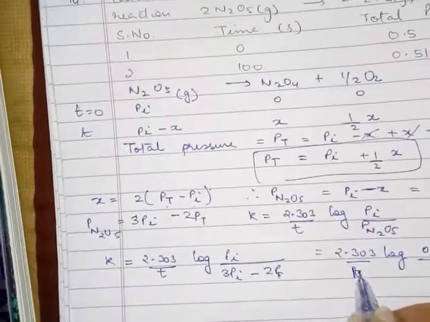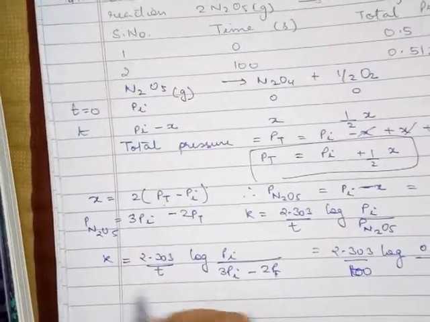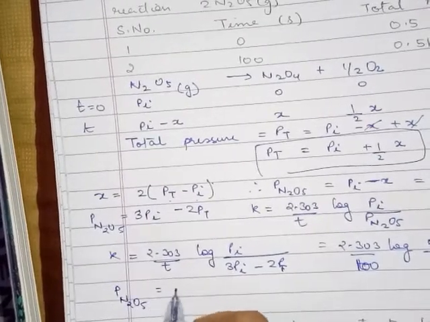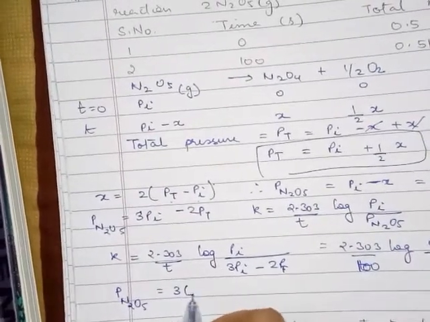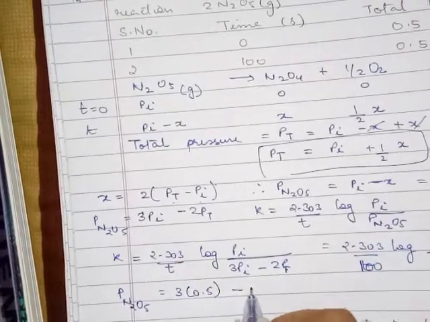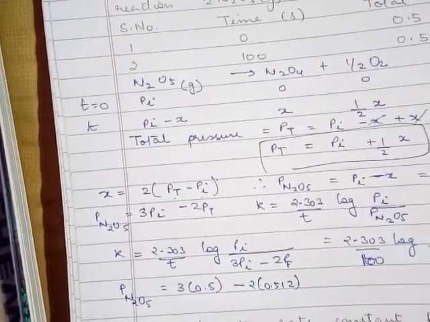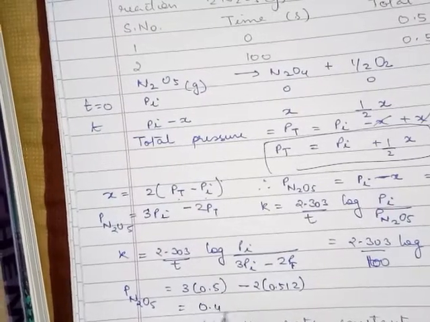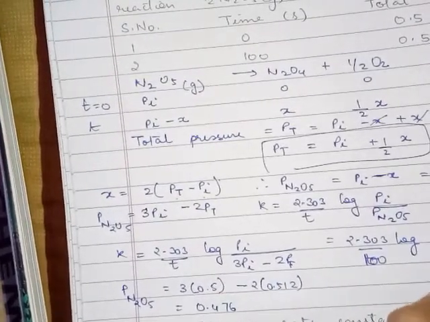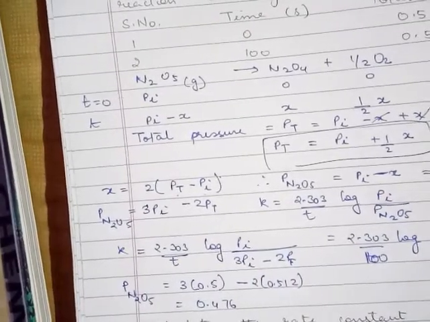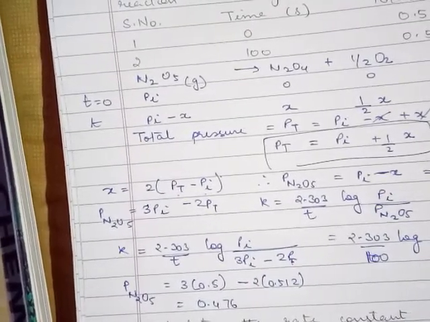so partial pressure at 100 seconds, that is time t, partial pressure is 3 times of initial, 3 times of 0.5 minus 2 times of 0.512. So you get this as 0.476. So it's 0.476, and on simplifying now you will get 4.99 × 10 to the power minus 4 second inverse as the rate constant.